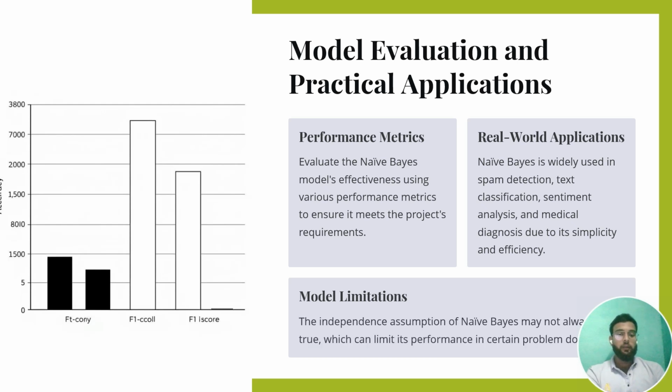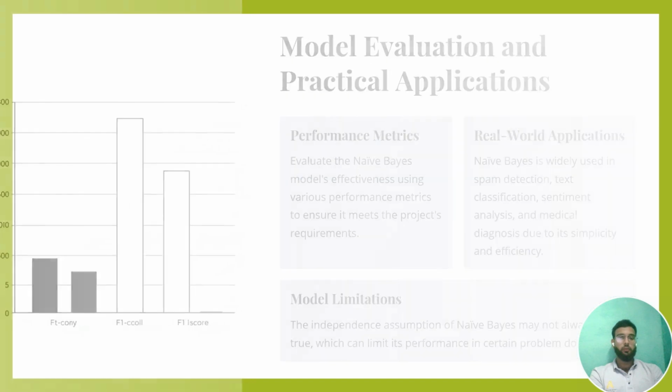The independence assumption of naive Bayes may not always be true, which can limit its performance in certain problems in the real world. So the independence assumptions in naive Bayes are not always true, but mostly it helps, so we can use naive-Bayes classification.